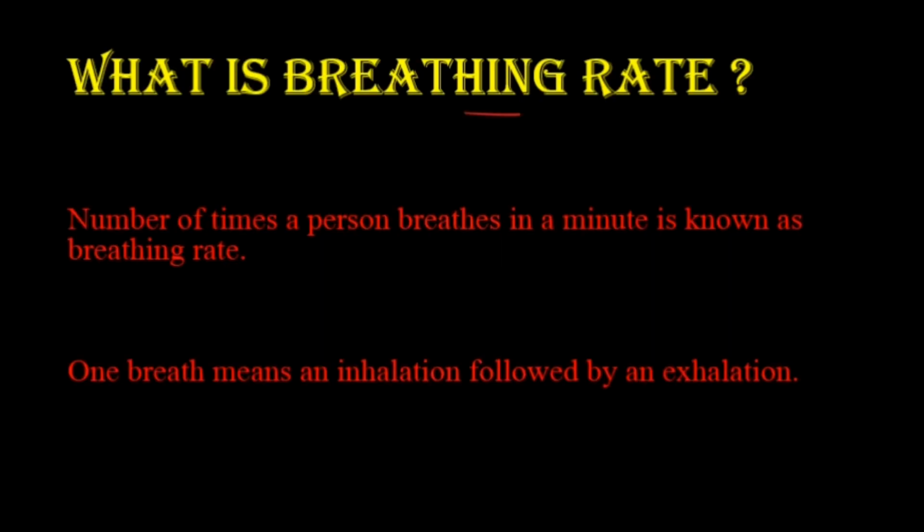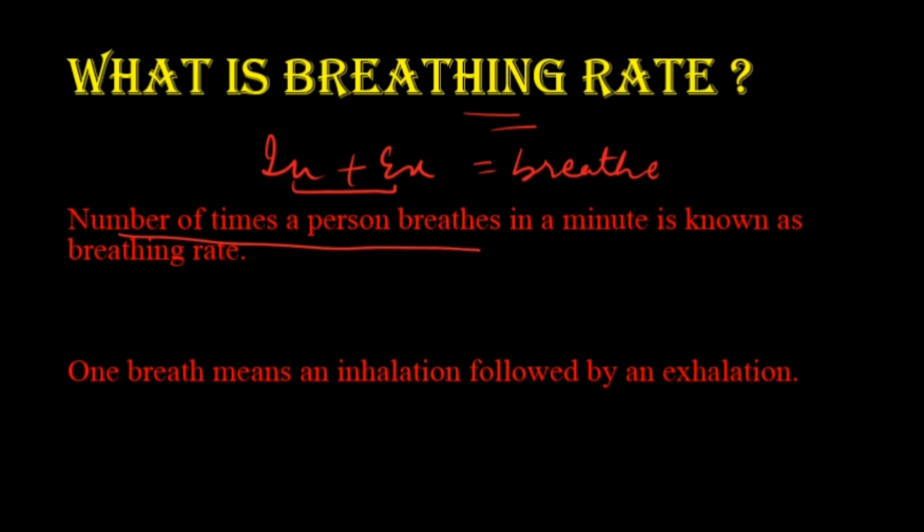The next is breathing rate. You know that one inhalation plus one exhalation equals one breath. So breathing rate is the number of times we breathe in a minute, right? The number of times a person breathes in a minute is known as breathing rate. One breath means one inhalation which is followed by one exhalation, right? Let's see breathing in other animals.